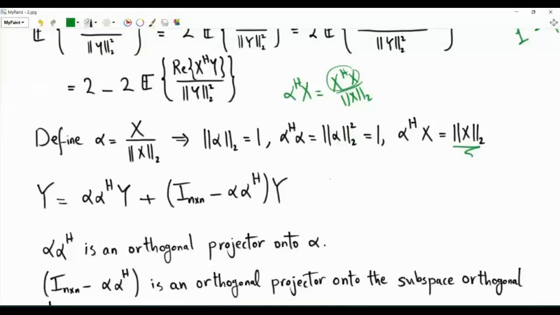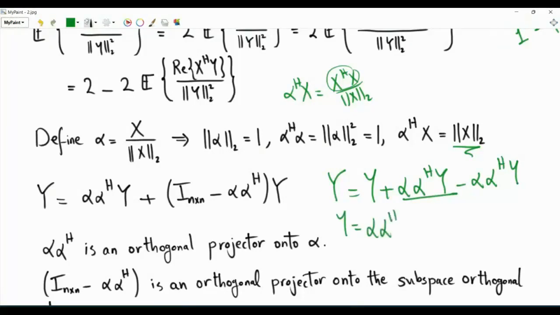Now I will write y in this funny way. Y is equal to y plus alpha alpha Hermitian y, but this is a term that should not be here, so we subtract alpha alpha Hermitian y. So we can write y as this term, alpha alpha Hermitian y, plus, and then we have these two factors: identity minus alpha alpha Hermitian, all times y.